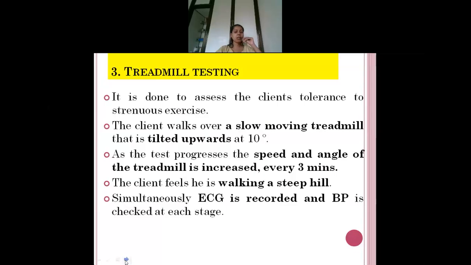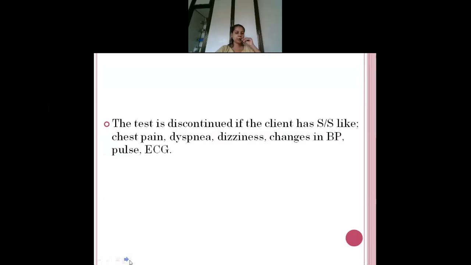So that is called treadmill test. The person will be made to walk on a treadmill. Slowly it will be inclined, that is tilted upwards. It becomes very difficult, like the person will have to walk uphill. During that time you are monitoring the vital signs of the patient.